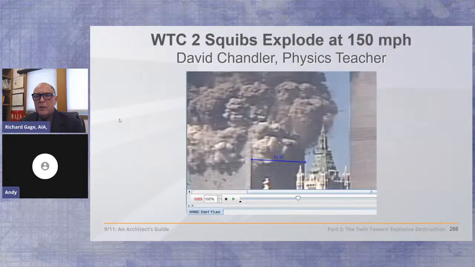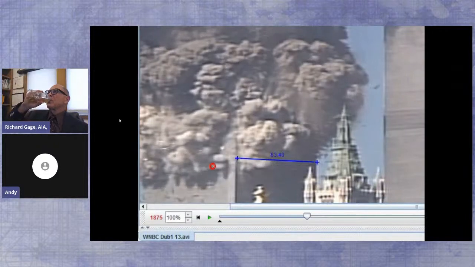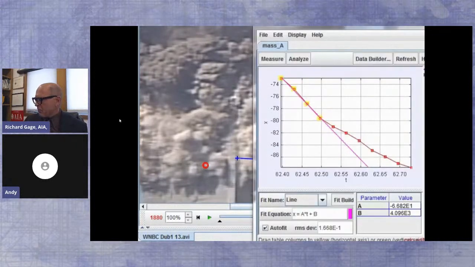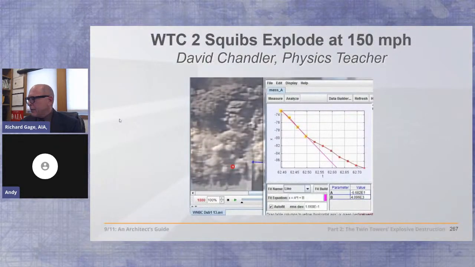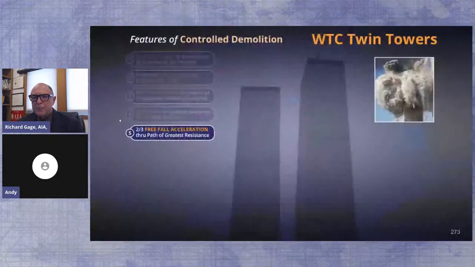Let's look at these squibs with physics teacher David Chandler. Here I'm measuring the ejection velocity of a squib on the east face of the South Tower. At this angle, there is foreshortening, but the calibration distance is foreshortened by the same proportion. Plotting horizontal position versus time, the slope indicates the ejection velocity, which is 67 meters per second or 150 miles per hour. That's way faster, 160 to 200 feet per second. These are explosive speeds, not air pressure from a building falling out.